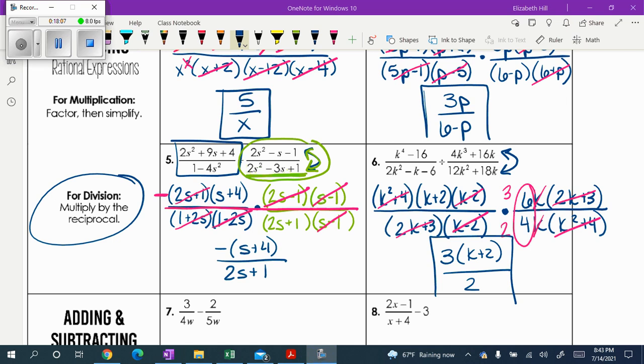All right, so you should get 3 times the quantity of k plus 2 all over 2. So don't forget that 6 and that 4 right there, those can simplify each other. And that's where that 3 and the 2 is coming from.